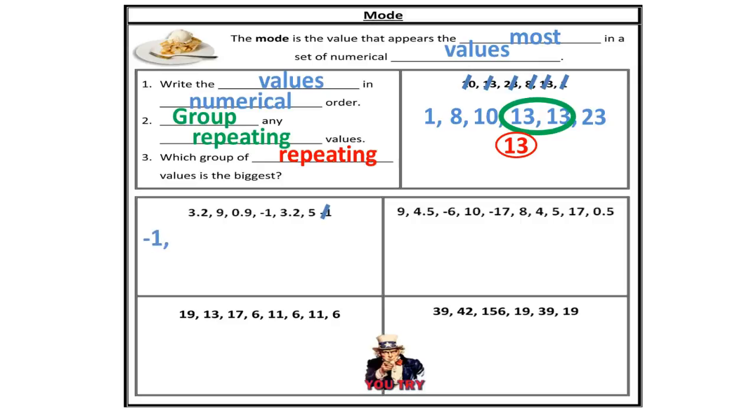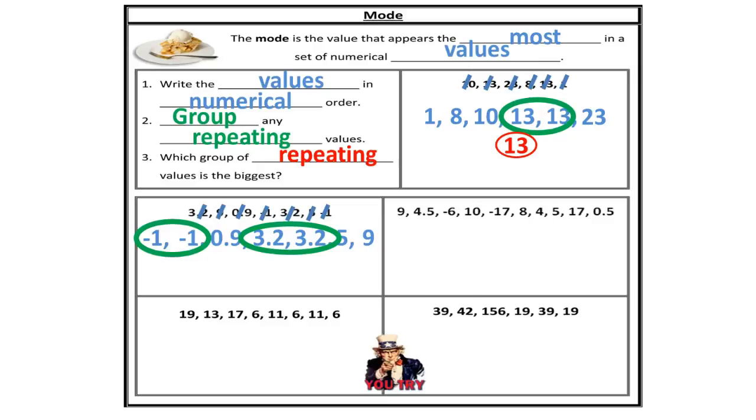So I'm going to start with -1. If it repeats, write it twice. -1, cross it out as I go. 0.9, it's just on the other side of 0 on that number line. I keep going. 3.2, there's two 3.2s. 5 is the next biggest value, and then 9 is the next biggest value after that. Here I'm going to look for any values that repeat. I see two -1s. I see two 3.2s. Everything else is just there once.